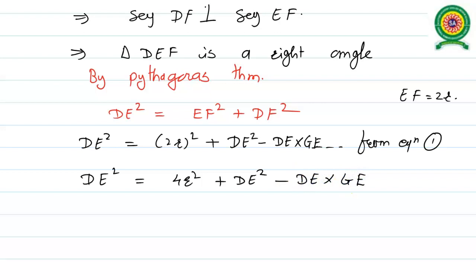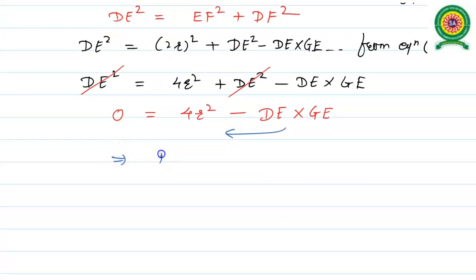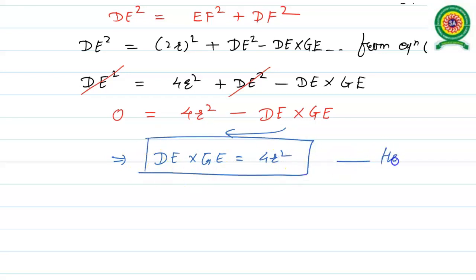Now look once carefully at LHS and RHS. We have DE square on both sides having the same sign, positive and positive, so they get cancelled. So we have now 0 equals 4R square minus DE into GE. Now try to shift that DE into GE from RHS to LHS. It has a negative sign, so after shifting it becomes a positive DE into GE, that is equal to 4R square, and hence our proof.